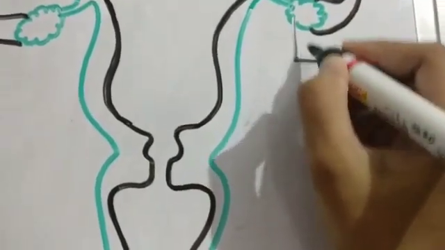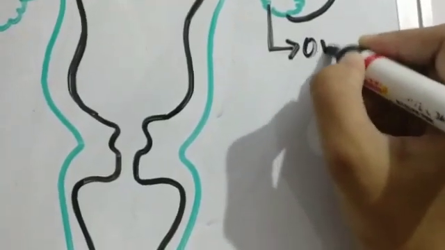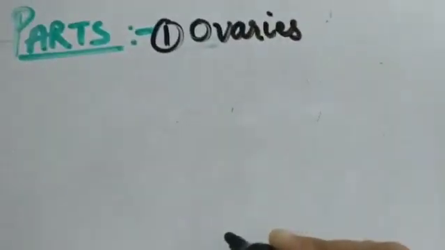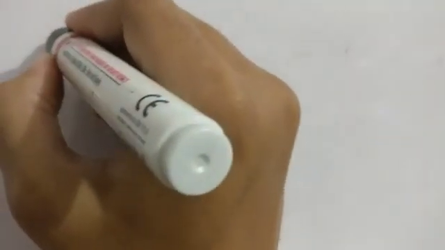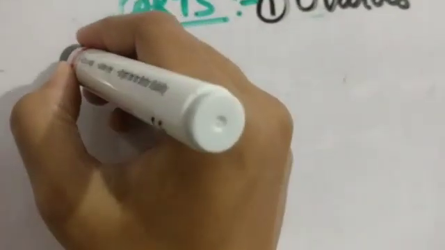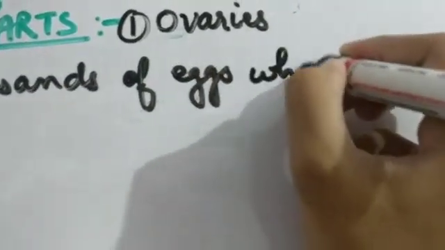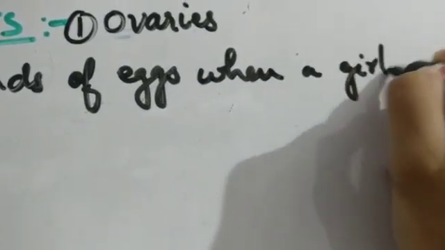So the very important first part is the ovary. One is ovary and two means ovaries. So the basic reproductive part in females, number one, is the ovaries, a pair of ovaries. Now, for each of them we are going to write their features and discuss what they contain. They contain thousands of eggs when a girl is born.